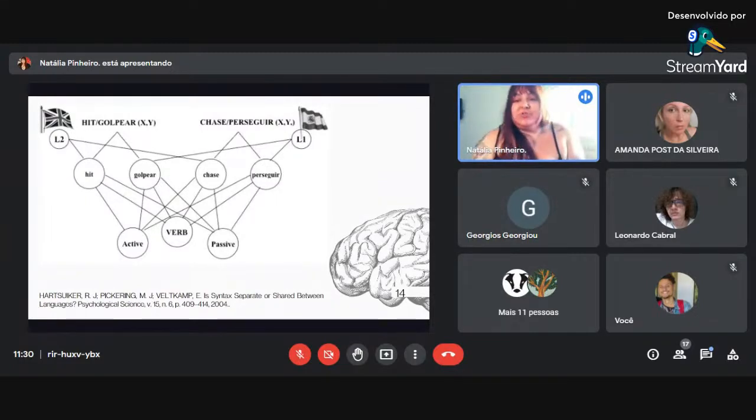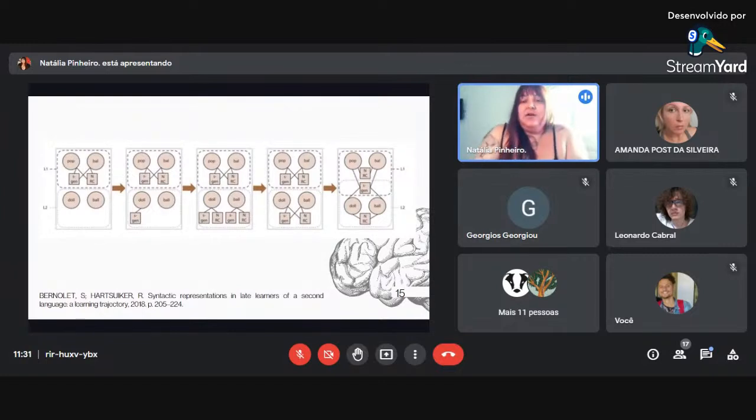And this model assumes a shared syntax position. In other words, bilinguals would have only one big representational network in which all the knowledge of both languages would be stored. But this model talks about an end state. So another model was put forward in order to account for how bilinguals get there.